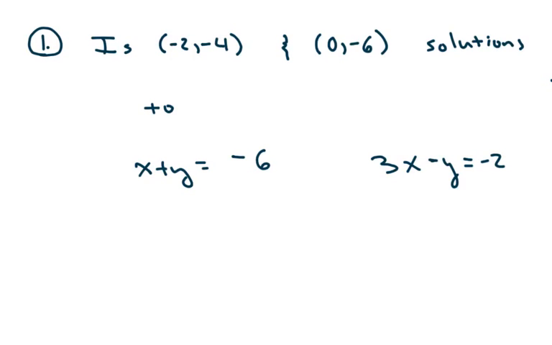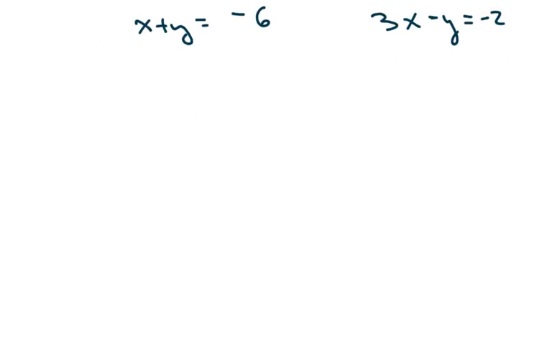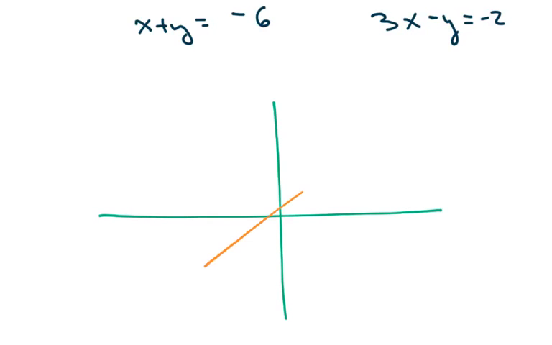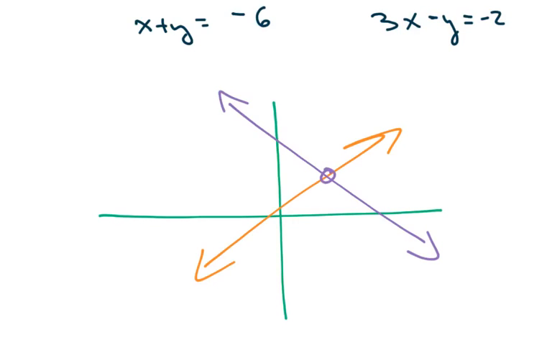Are (-2, -4) and (0, -6) solutions to x plus y equals negative 6 and 3x minus y equals negative 2? Well, the first question is what do we mean? What's important to realize is that when we solve these problems, we can always examine from a pictorial perspective. So if you have two lines that are crossing, where they cross is what we mean by solutions.